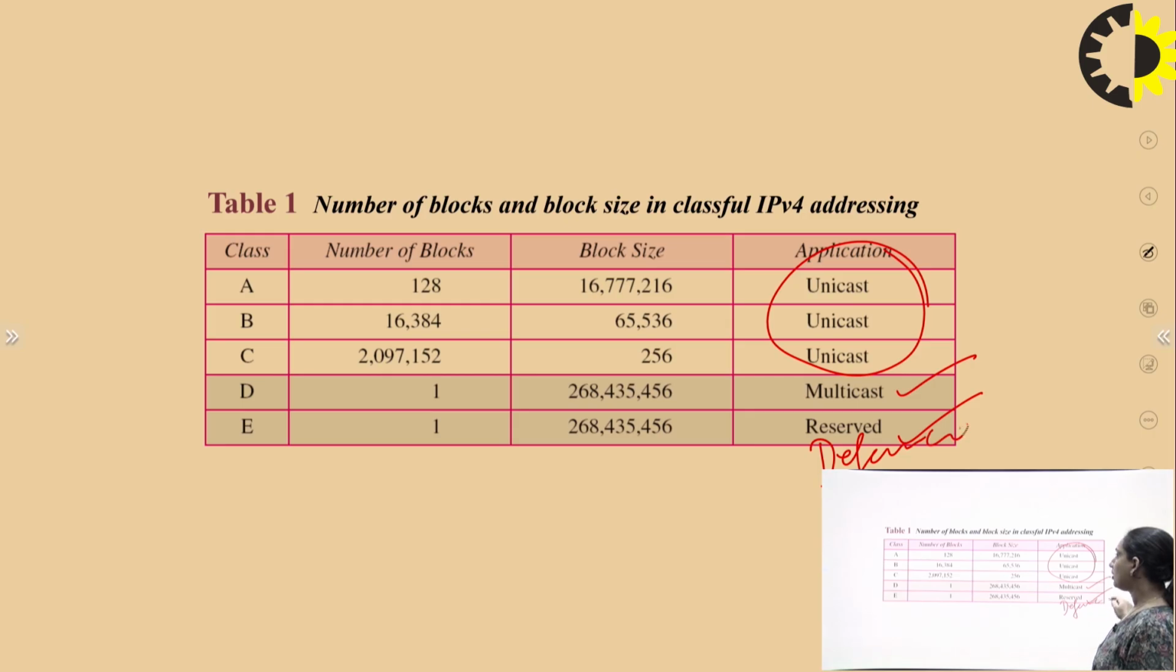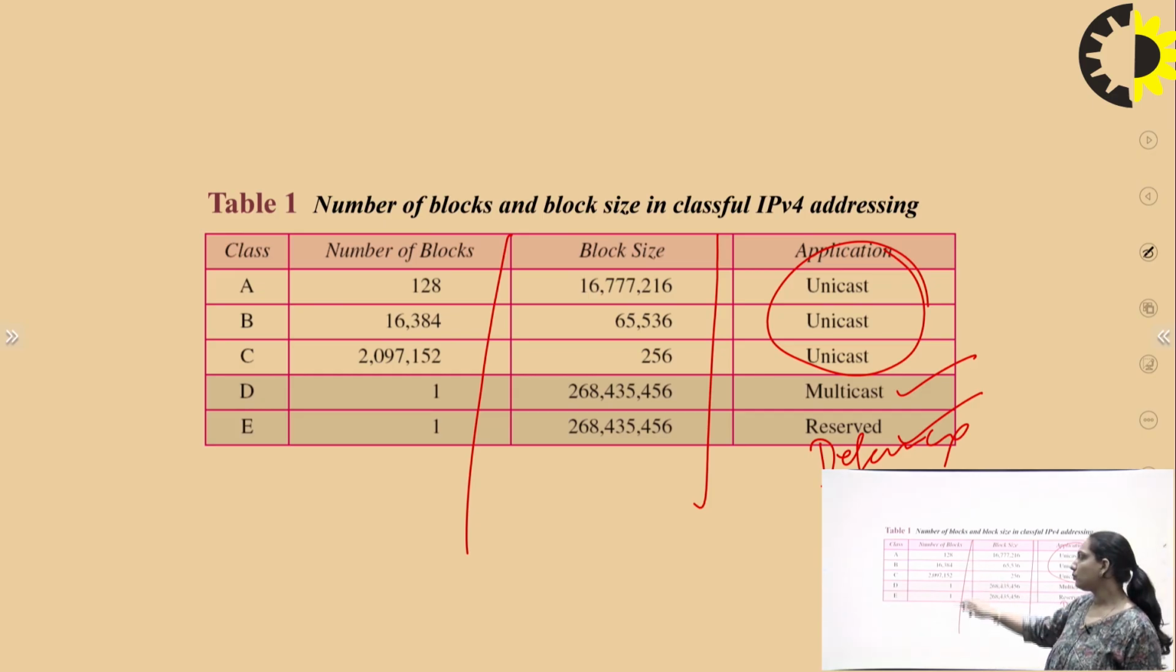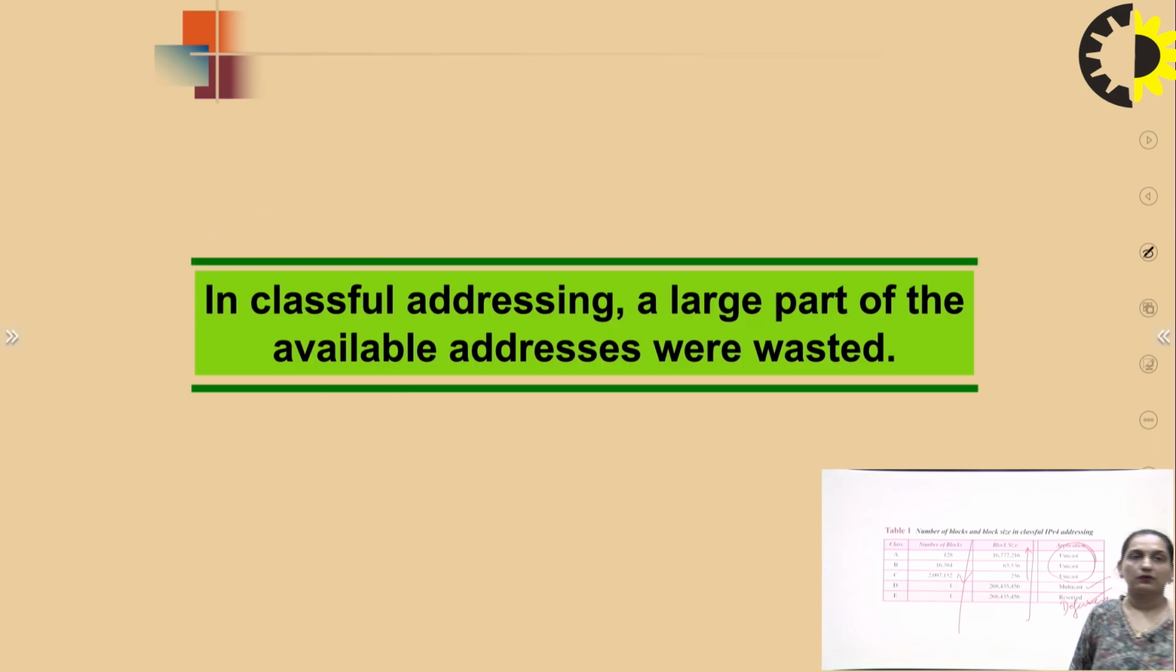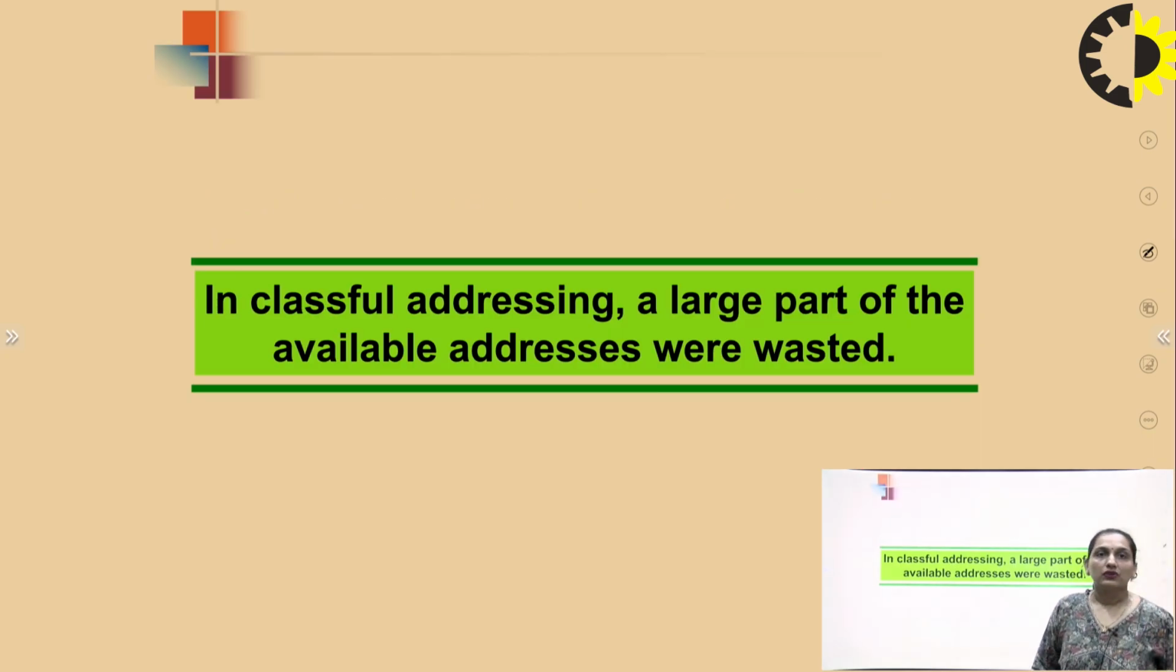So how much block size we are having, the number of blocks, it will increase from class A to class C. From this to this, the block size will increase, because this is the power of this. This is the power of this. So when we are using classful addressing, it is fixed that this is a host, this is a network, and this is subnetting.